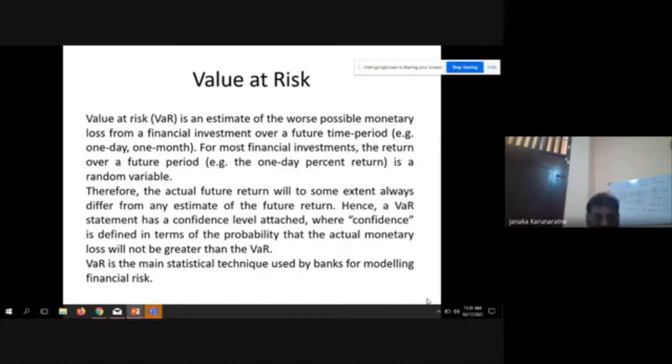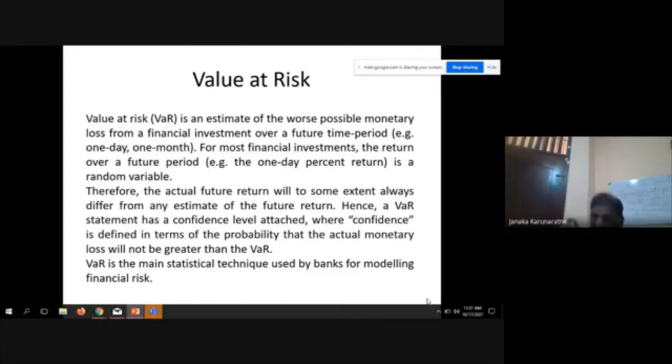But since this is a random variable, actual return may vary. Hence, a VaR statement has a confidence level attached. That's why you can't say it exactly. So always we say value at risk with this much confidence. The confidence is the probability.